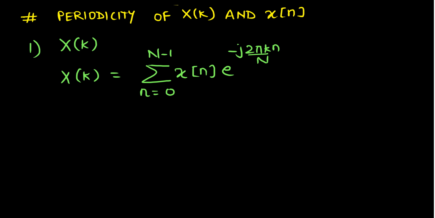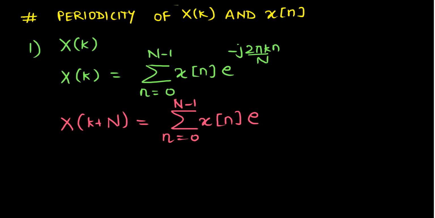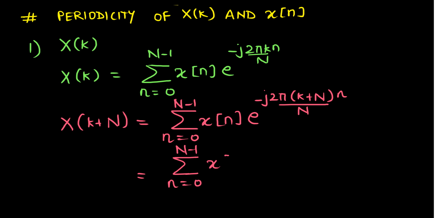So now let us try finding out the value of X of k plus N, which is equal to summation n running from 0 to N minus 1 x of n into e to the power minus j 2 pi, so it is k plus N into n divided by N, which can be written as summation n running from 0 to N minus 1 x of n into e to the power minus j 2 pi k n by N multiplied by e to the power minus j 2 pi k capital N, so it would be 2 pi capital N into small n upon N.